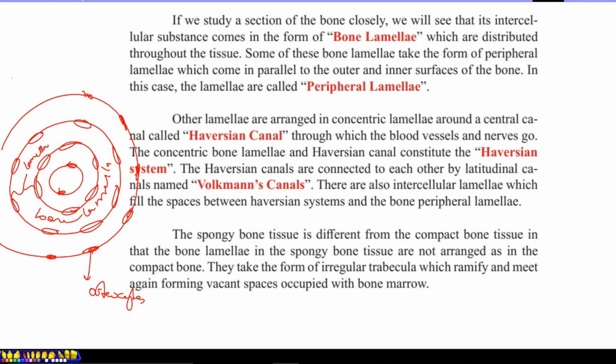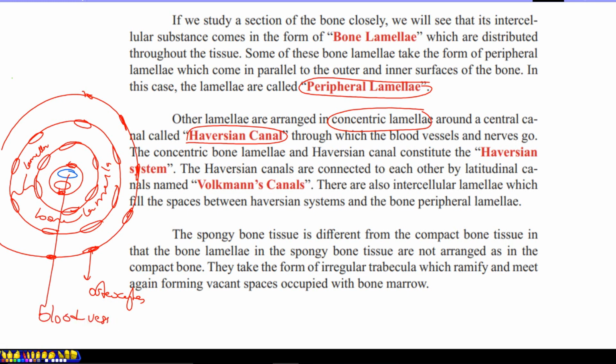Some of this bone lamella takes the form of peripheral lamella, which is the first type of lamella on the surface of bone. Other lamella are arranged concentrically around a central canal called the Haversian canal. We know bone tissue is a living tissue, so it needs to be fed by blood, and there are blood vessels like arteries and veins.